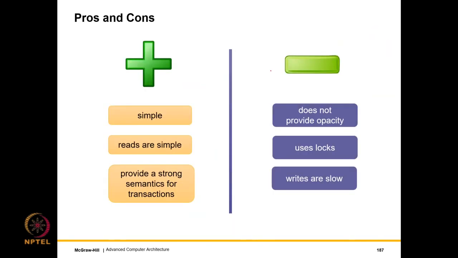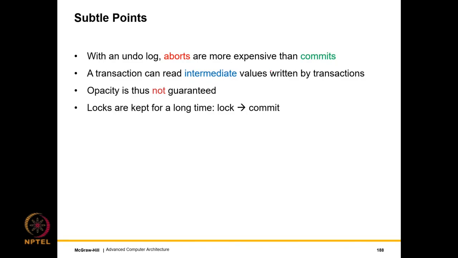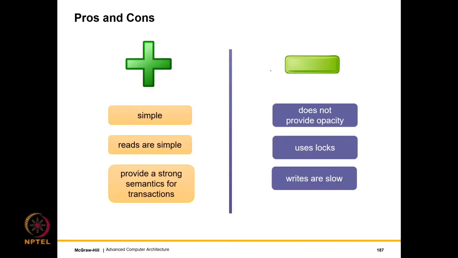The pros and cons: reads are simple, they are fast. It provides a strong semantics for transactions. But the negative aspect is that it does not provide opacity. Opacity is where an aborted transaction actually sees a consistent state, but this is not provided. The other thing is that we are using locks, and a lock is being held for a large duration. It is being held from the time of a write till a commit. You are holding on to the lock, and writes themselves become slow because of this locking.